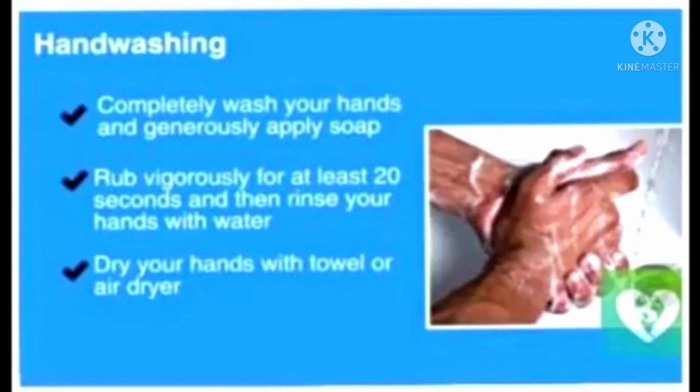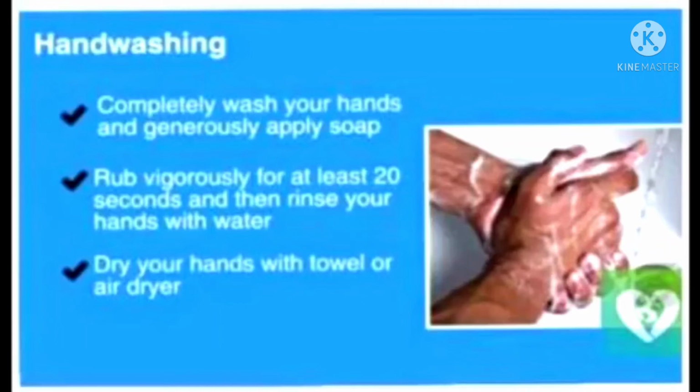Hand washing. Completely wet your hands and generously apply soap. Rub vigorously for at least 20 seconds and then rinse your hands with water. Dry your hands with a towel or air dryer. Hand washing is essential in the prevention of disease and illness. Wash your hands after each episode of care and after taking off gloves. When a sink is not available, use hand sanitizer. Most hand sanitizers are alcohol-based and are a substitute for hand washing when needed.